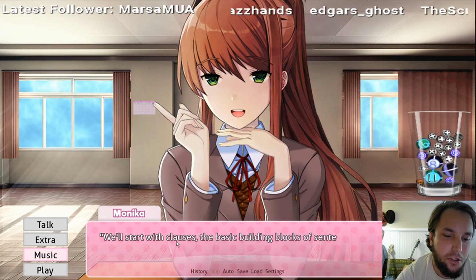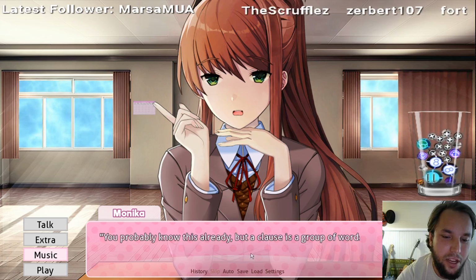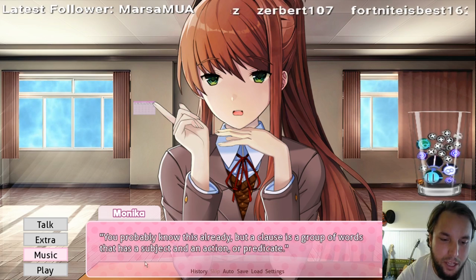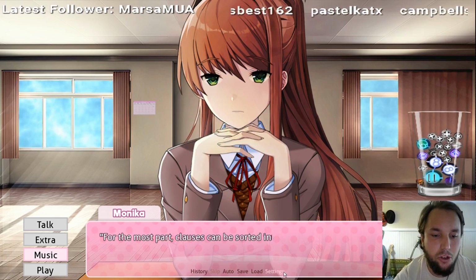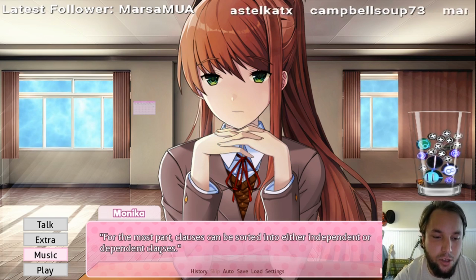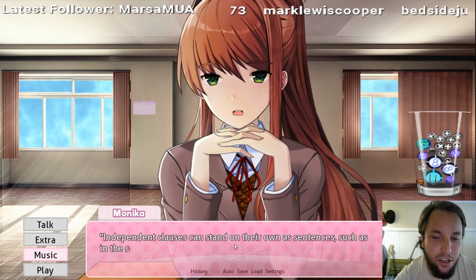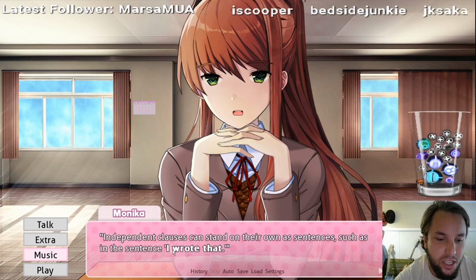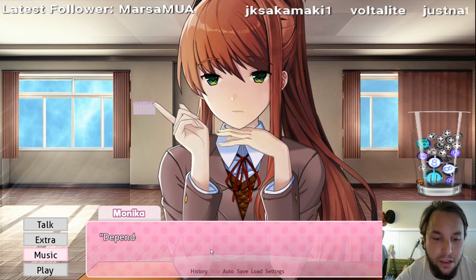Well, we'll start with clauses, the basic building block of sentences. You probably know this already, but a clause is a group of words that has a subject and an action or a predicate. For the most part, clauses can be sorted into either independent or dependent clauses. Independent clauses can stand on their own as sentences, such as, in the sentence, I wrote that.